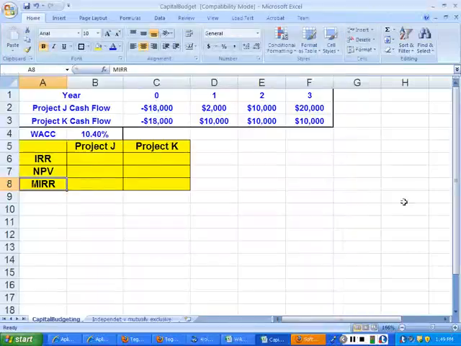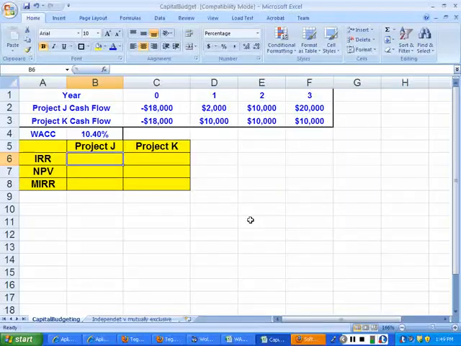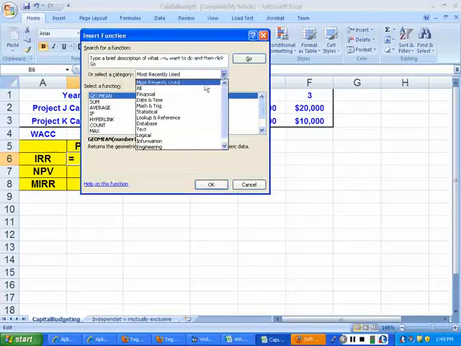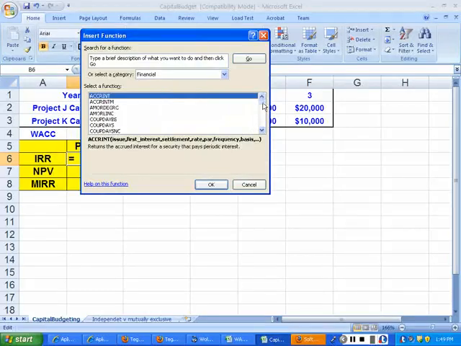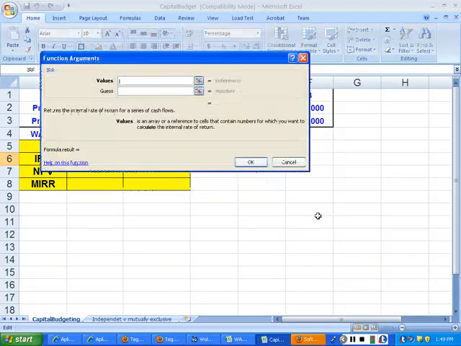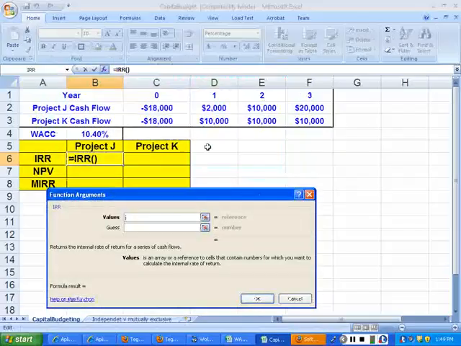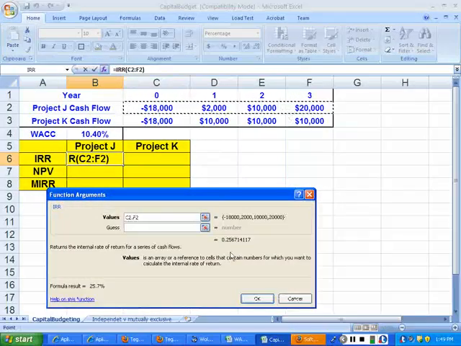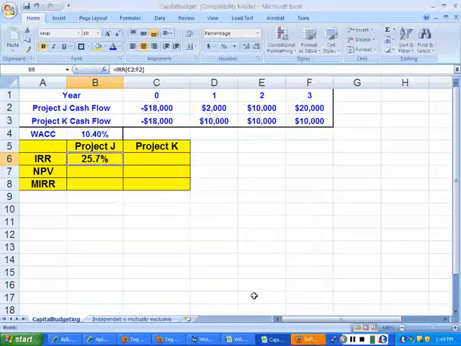Now, we can show that here by just using the functions that are available to us in Excel. So let's look first of all at the internal rate of return. Go to your function wizard, and from that function wizard, we want to go to our financial functions and scroll our way down till we see this function IRR. The IRR function simply says let's take from time zero all the way through to the end and find out what the rate of return is, and it's going to be 25.67%.